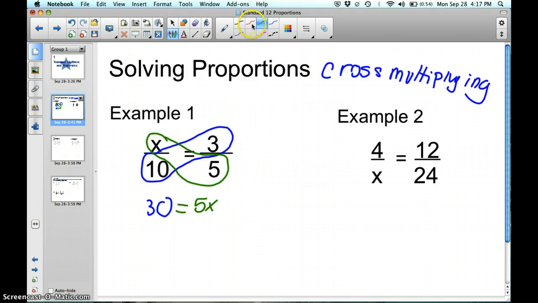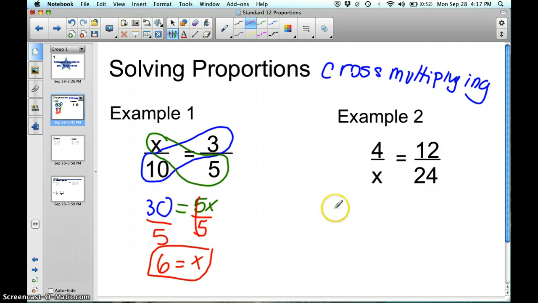Now we're just going to solve this one-step equation like we normally would. To get rid of multiplication, I divide 5 on both sides. Over here 30 divided by 5 would give me 6. On this side, the 5's cancel out, so I'm left with x. So my solution would be x equals 6.